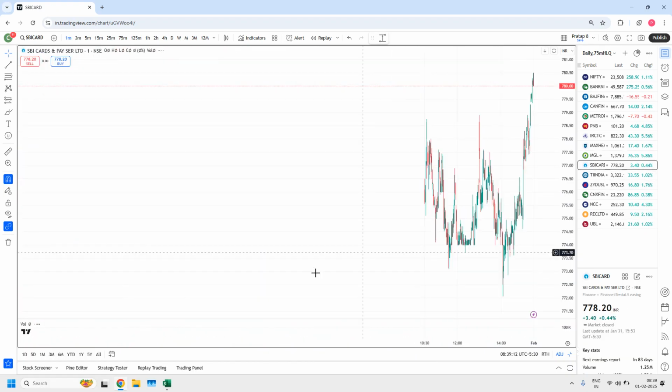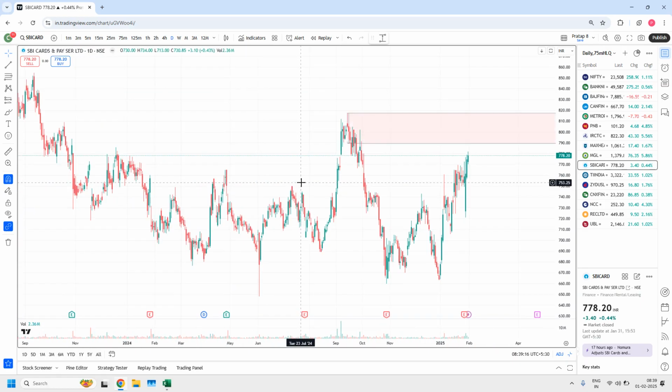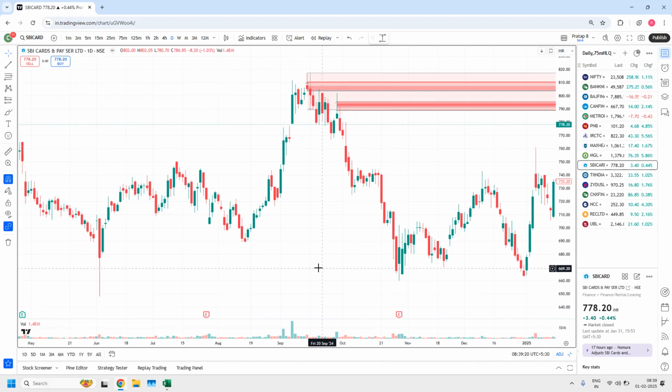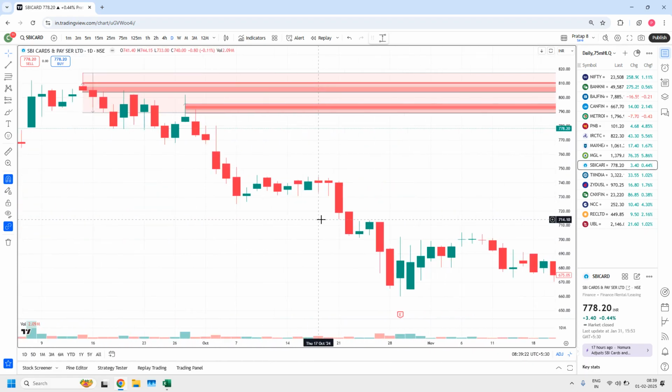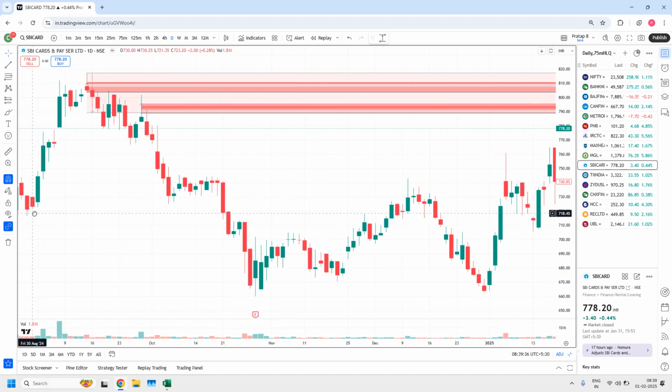Okay, next one is SBI Card. This is also a daily high liquidity zone. Here our software identified this: you have so many drop candles, 1, 2, 3, 4, 5 base candles and a drop candle. Drop, base, drop, our software identified.